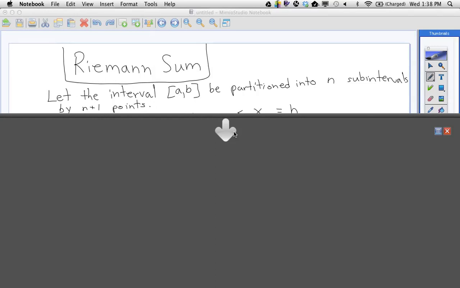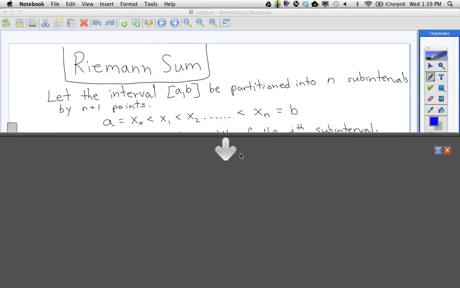Let the interval AB be partitioned into n subintervals by n plus 1 points. That's the thing I talked about earlier. It always takes 1 more point than you have subintervals. 4 subintervals, there's 5 points: the left edge, the ones in between, the right edge. Always 1 more. So that's the n plus 1. So basically, what we're doing here is taking all this stuff we've been doing today and summarizing it into a definition.